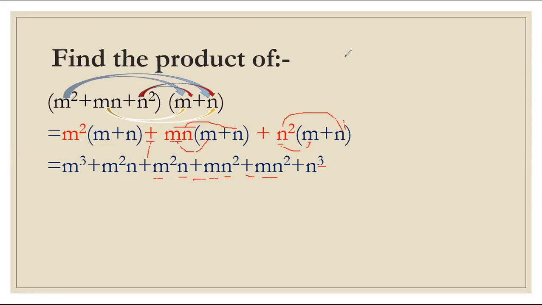Is this step clear? What we have done, we have just multiplied m square with the whole bracket, then mn with this whole bracket, and then n square with the whole bracket.